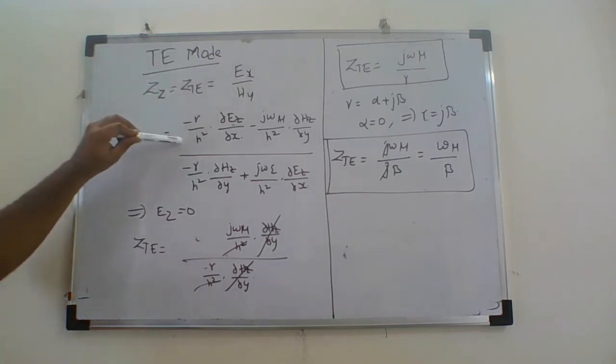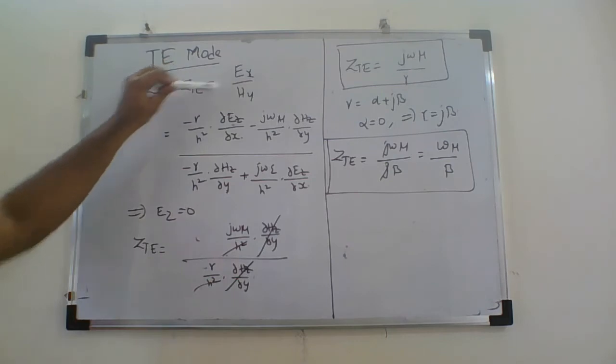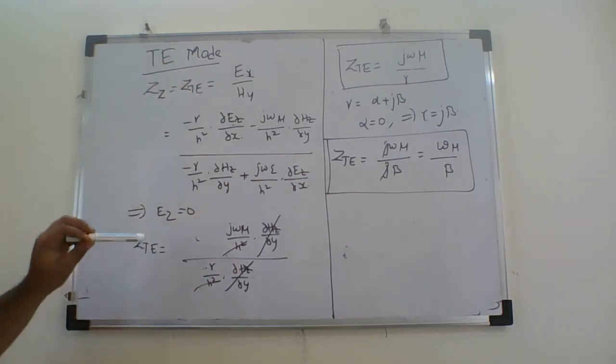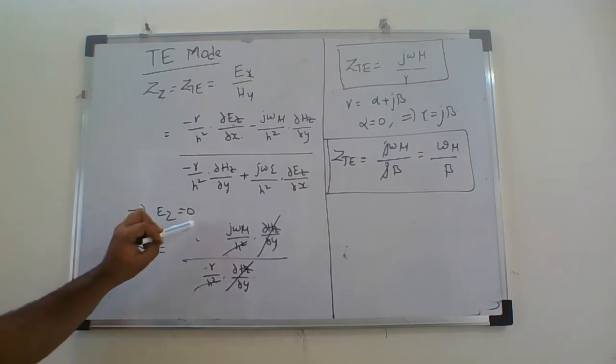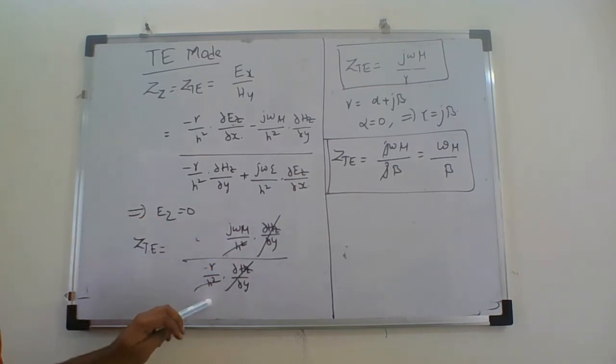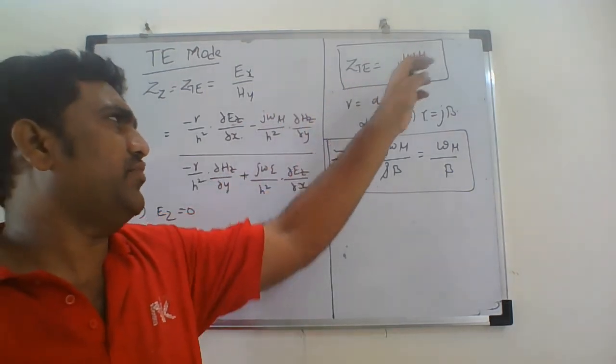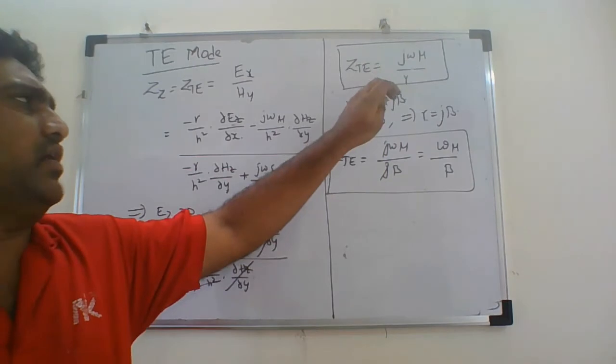So here I get like this, and this is the general expression for Ex, this is the general expression for Hy. So in this case now I am putting Ez equal to 0. When I put Ez equal to 0, I'll get something like this. So from this, Zt is equal to j omega mu by gamma.